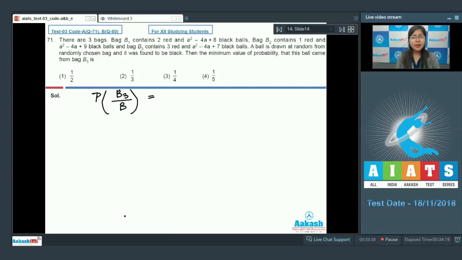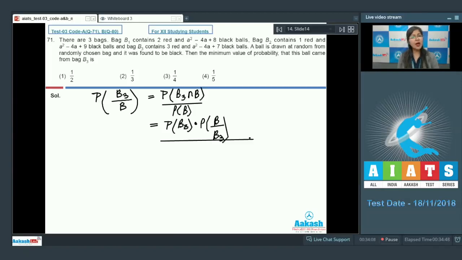Now we know that by Bayes' theorem this can be written equal to probability of B3 intersection B upon probability of B. So this will be equal to B3 intersection B, as we are firstly selecting the bag, so it will be equal to probability of B3 into probability of B when B3 has already occurred, upon. How will we get a black ball?